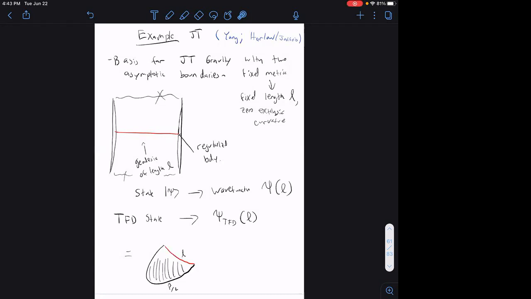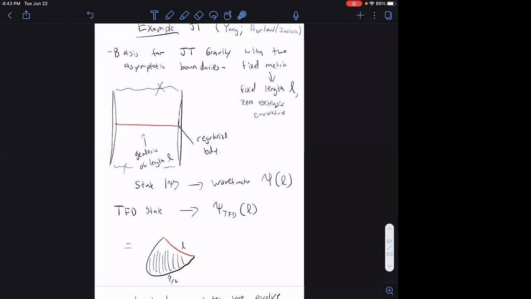So then in this basis, we can calculate the wave function of the thermal field double state. It'll be a function of the length of this line here. As I comment, I've told you this spatial slice has length L, but it's going out from these two asymptotic boundaries. Really, we should be careful to regularize the length of this spatial slice. And there turns out to be a nice way to deal with that. And so we can easily talk about the renormalized length of this spatial slice.